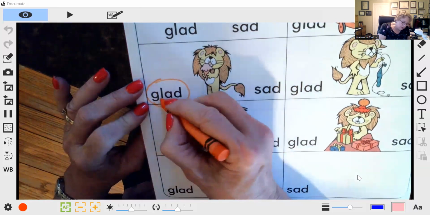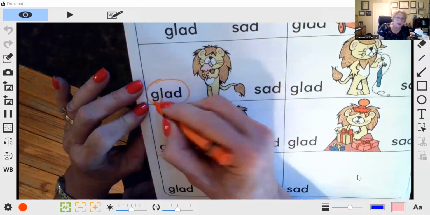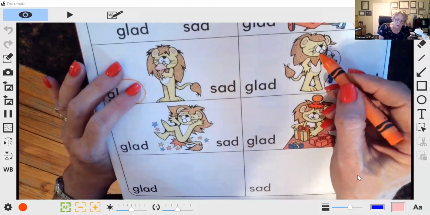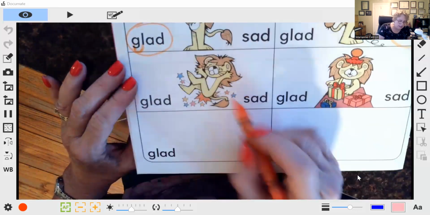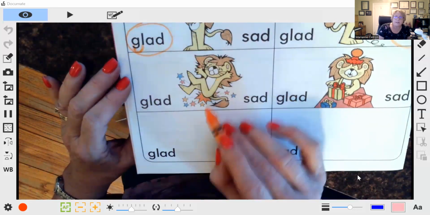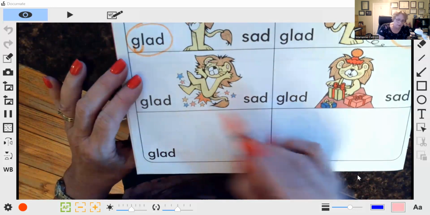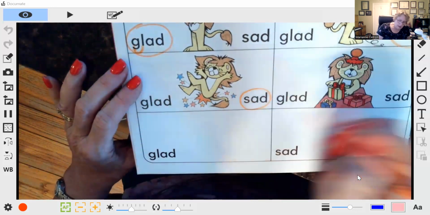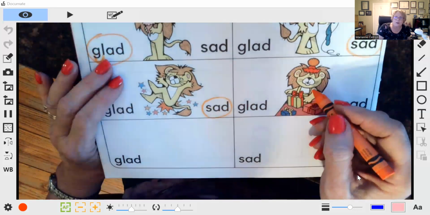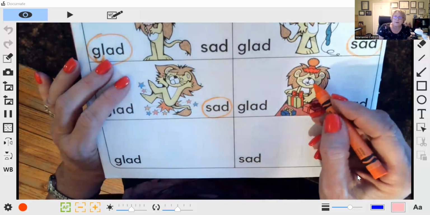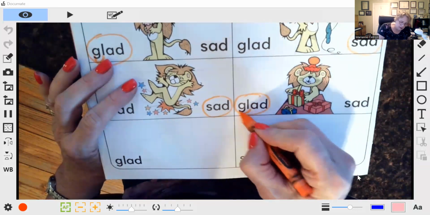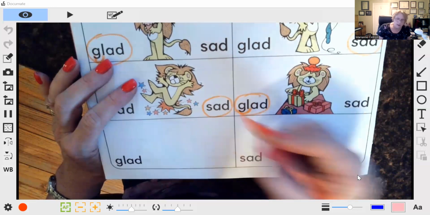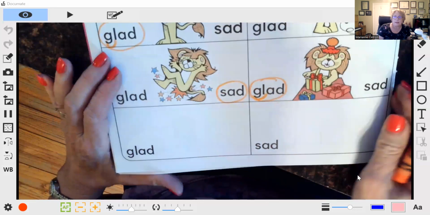And I want you to put a little scoop under GL. Look at that, 2 letters, goal. Now, is this lion sad or glad? He's sad. Circle sad. Is this lion glad or sad? Well, he fell, so he's in pain. He's sad. Now, this lion is opening up a birthday present. Is he glad or sad? He's glad. And what are we going to do to GL? We're going to scoop them because they're a blend, consonant team or blend.